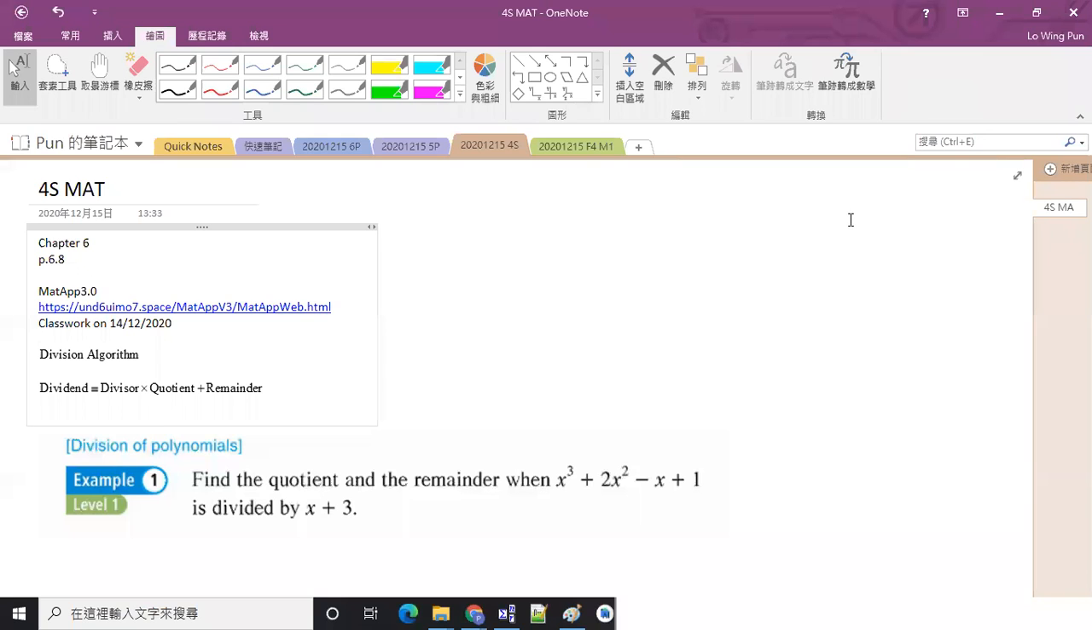So yesterday we started chapter 6, which is about division of polynomials. Okay, division of polynomials.